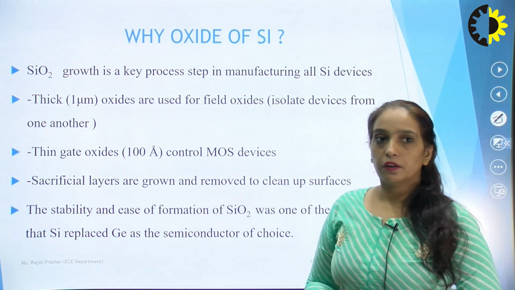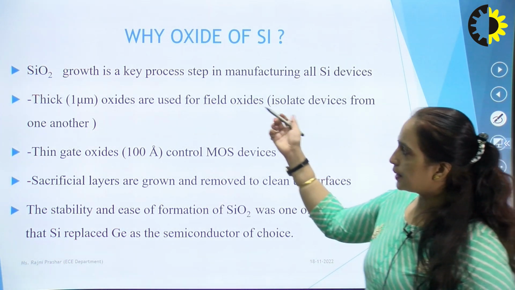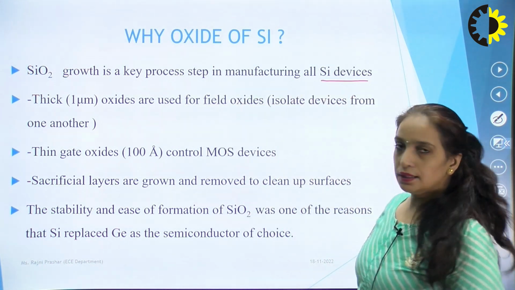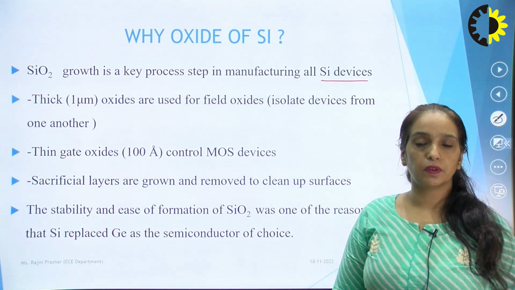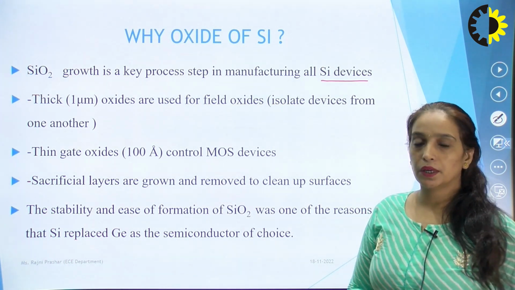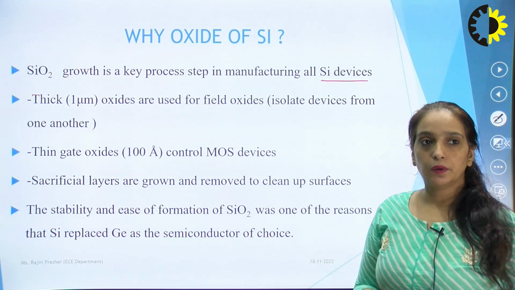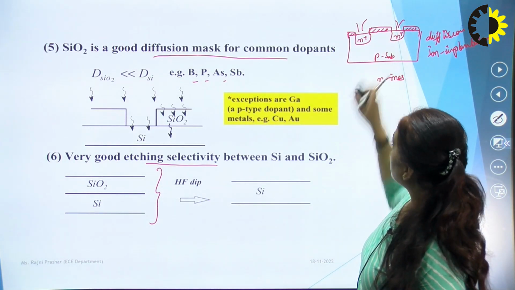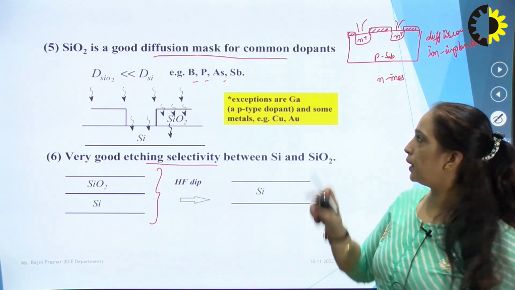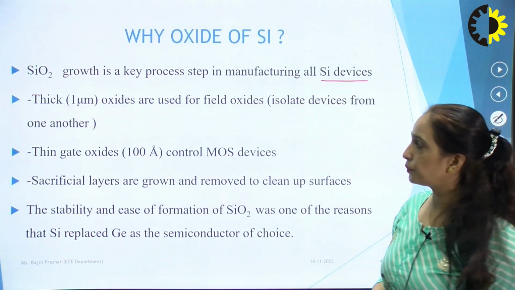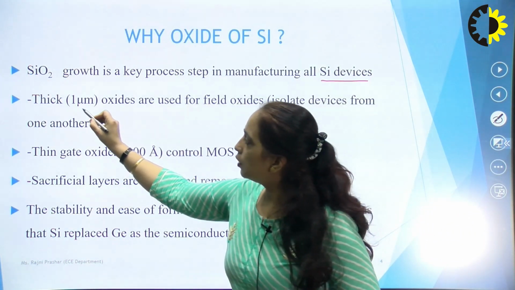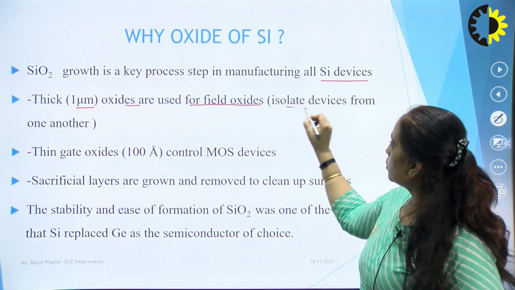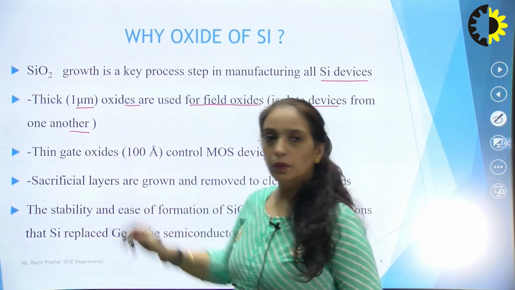So why is the oxidation of silicon done? Silicon dioxide growth is a key process step in the manufacturing of all silicon devices. We have seen in the previous slide that when we form a MOSFET, metal oxide semiconductor, we need to dope some atoms, so we must have some barrier layer which can protect the rest of the substrate. Oxides of 1 micrometer thickness are used as the field oxide, which is used to isolate one device from another.